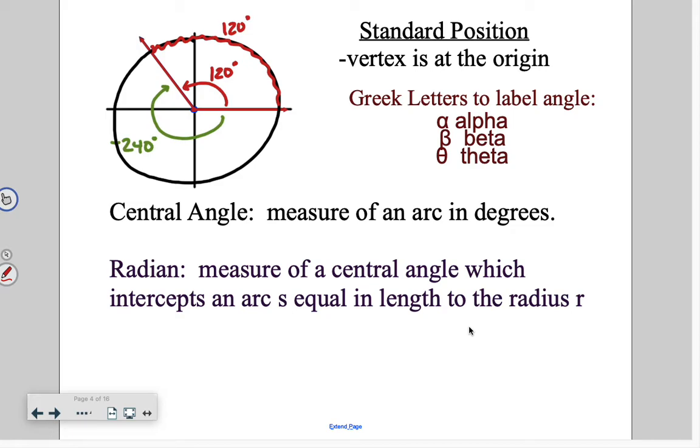So a radian is the measure of a central angle that intercepts an arc. And like I said, I highlighted that arc in red. They use the letter S for arc. Not quite sure why they use S for arc length, but they do. And a radian is whenever the length of the arc is equal to the radius of the circle. That is the definition of one radian. When the arc length and the radius are the same.